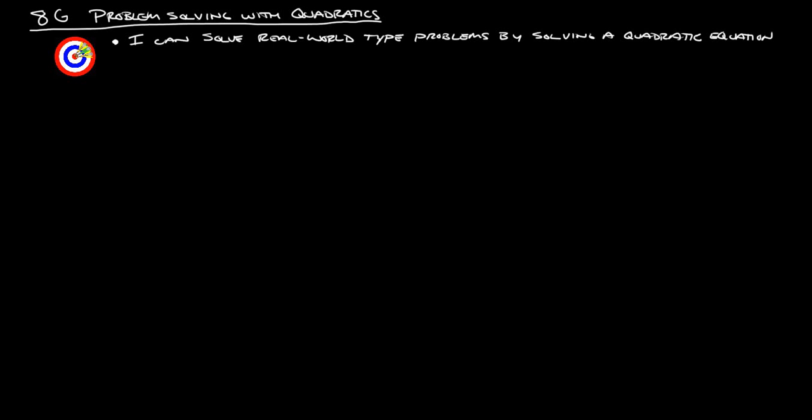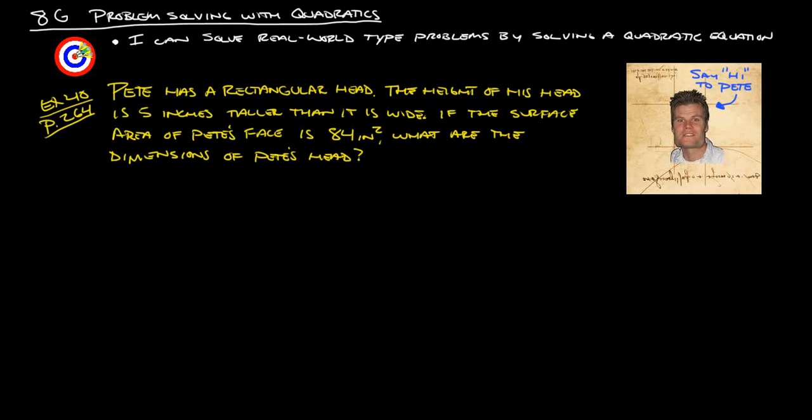All right. Second and last example is Pete here. Say hi to Pete. Pete has a rectangular head. The height of his head is 5 inches taller than it is wide. If the surface area of Pete's face is 84 inches squared, what are the dimensions of Pete's head?